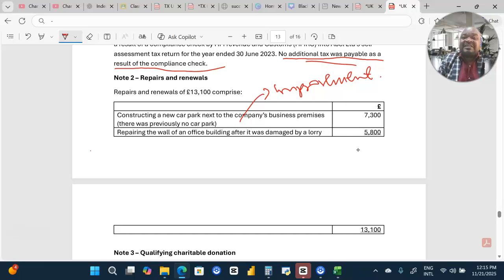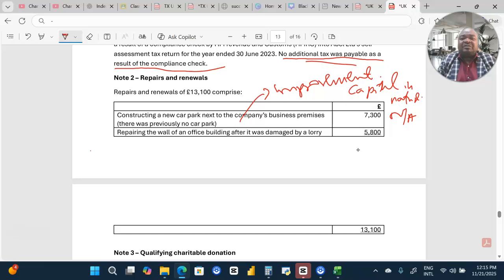And improvements are capital in nature. They are capital in nature. So they cannot be treated as expenses. They are not allowed. Not allowed. So what does that mean? It means that you need to add that 7,300 back.